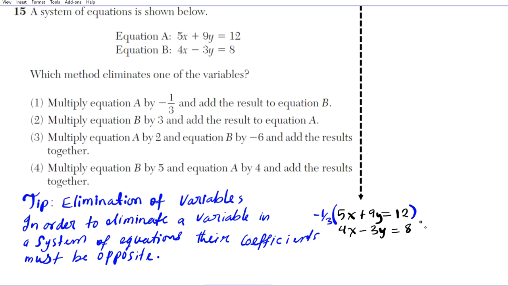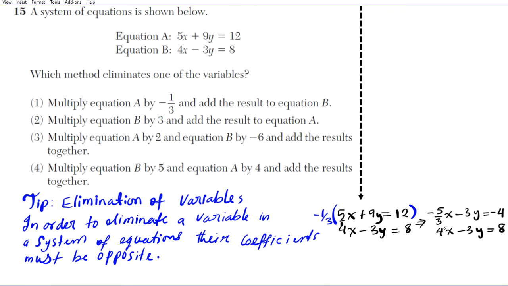Well, let us see. If we distribute the negative 1/3 across 5, 9, and 12, we're going to have negative 5 over 3x. Just put a 1 underneath the 5 and multiply. A third of 9 is 3, so minus 3y. And a third of 12, 12 divided by 3, we have negative 4. Equation B is unchanged, so that's just 4x minus 3y equals 8.